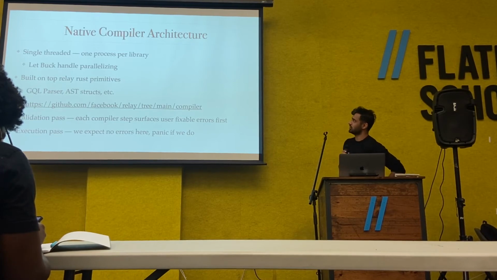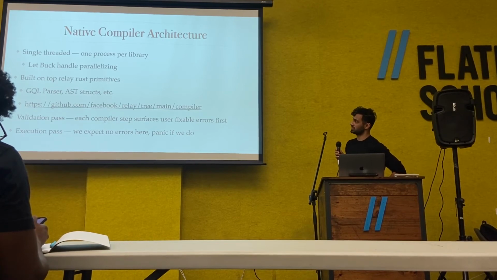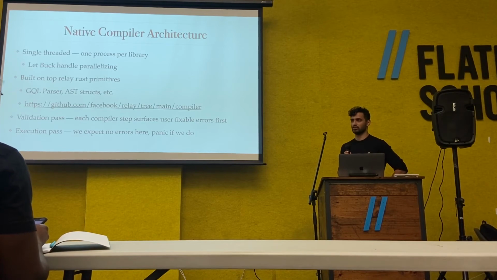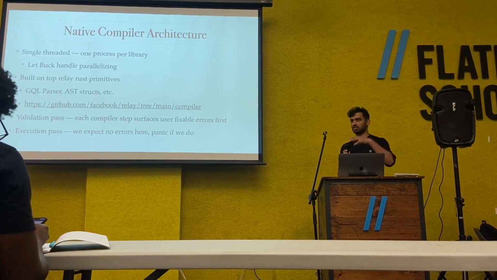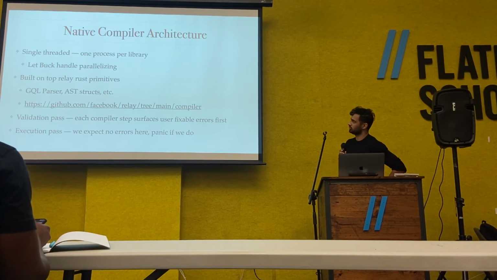So yeah, just going over a few things that I mentioned earlier. The native compiler is single-threaded. It's just one process per library. We let Buck handle all the parallelization. It is built on top of the Relay Rust primitives. So that's the GraphQL parser, the AST structs, the IR, which stands for internal representation, validation rules, and the traversals for the AST as well, visitors and transformation foundational elements. That is the link to the repository, github.com/facebook/relay, and the compiler.